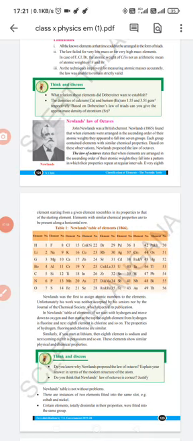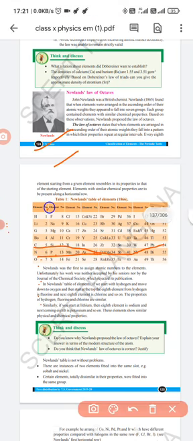Yeah, it is about Newlands' law of octaves. We have seen the statement, and we understood the table also. Now something extra about this Newlands, what he did. Let us see. Newlands was the first to assign atomic numbers to the elements.